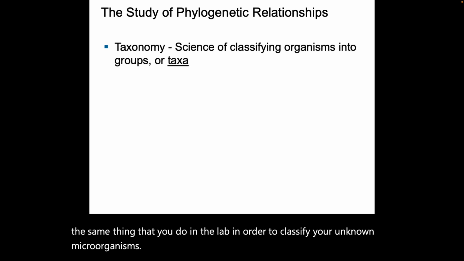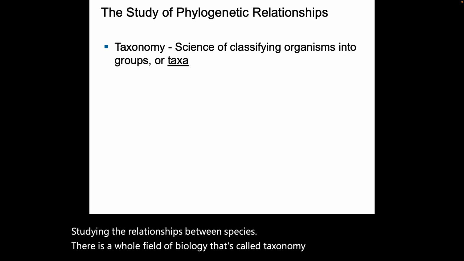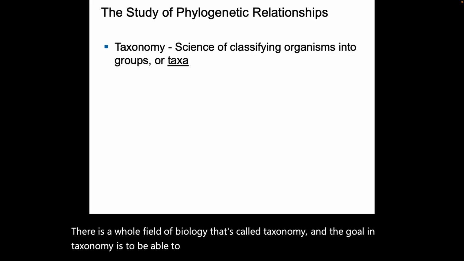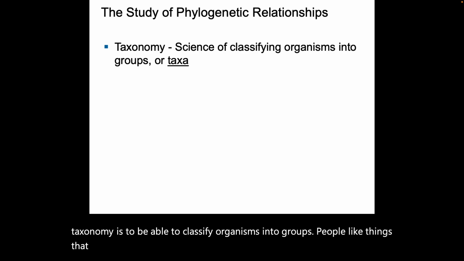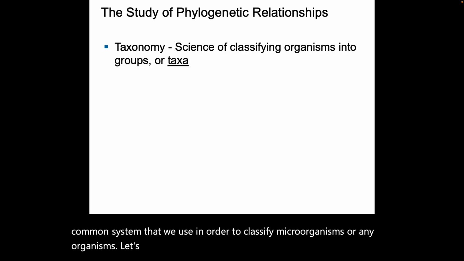So when we talk about studying the relationships between species, there is a whole field of biology that's called taxonomy. And the goal in taxonomy is to be able to classify organisms into groups. People like things that are organized, and so it allows for easier study when we have a common system that we use in order to classify microorganisms, or any organisms. Not just microorganisms, all organisms. Those groups are called taxa.